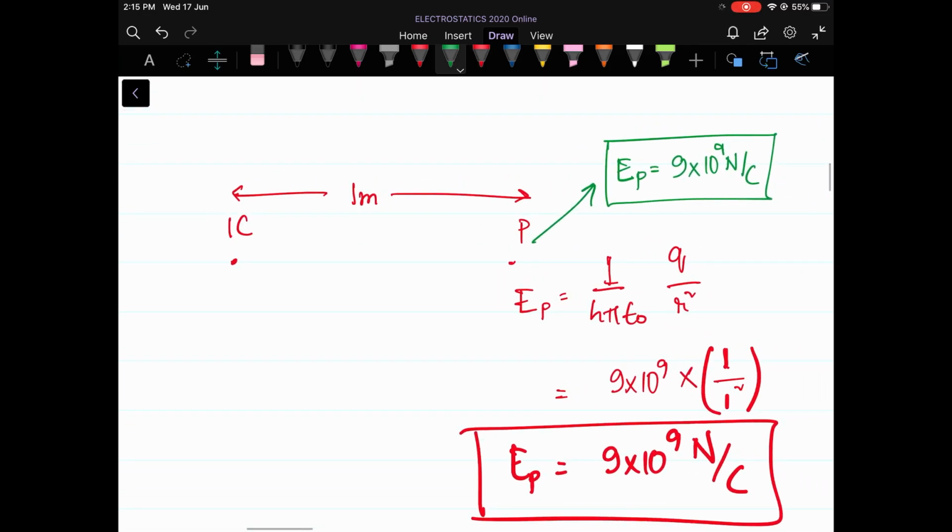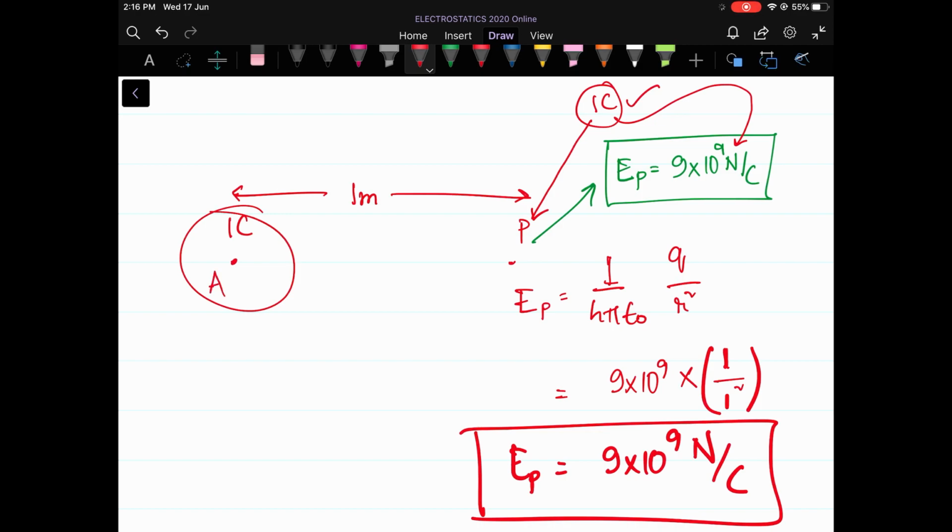It simply means that if I come and keep a charge of 1 coulomb at this point P, then this 1 coulomb of charge is going to experience a force of 9 into 10 to the power 9 newtons because of this source charge that we have at point O. And again it means that if I come and put a charge of 2 coulombs, not 1 coulomb, at this point P, obviously the force experienced by this 2 coulombs of charge due to this 1 coulomb of charge will be 18 into 10 to the power 9, twice that.